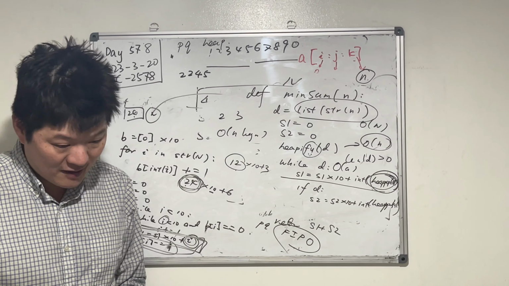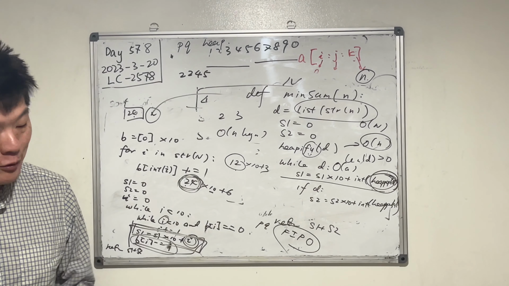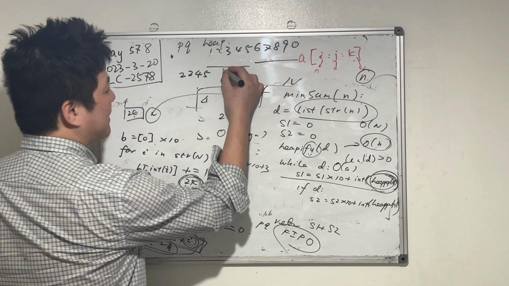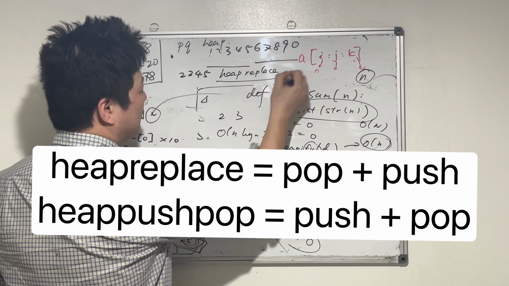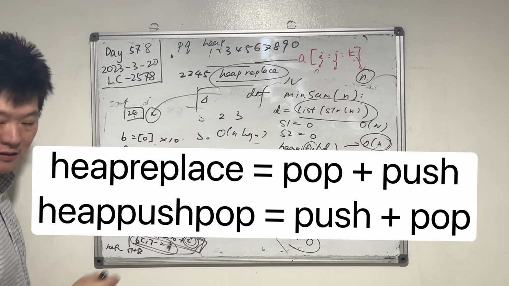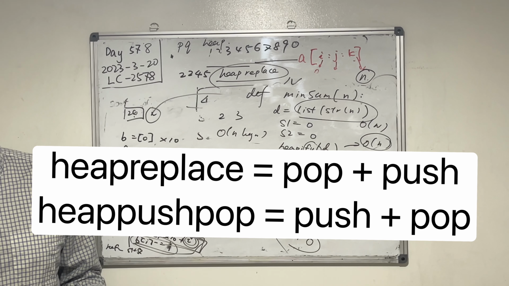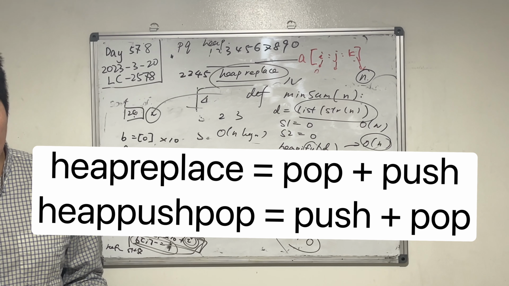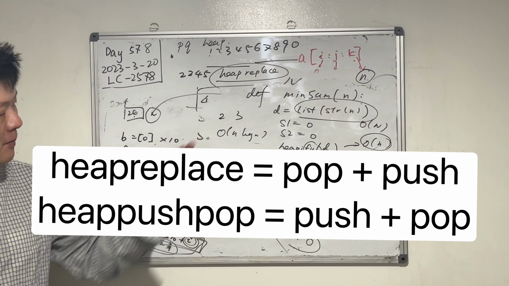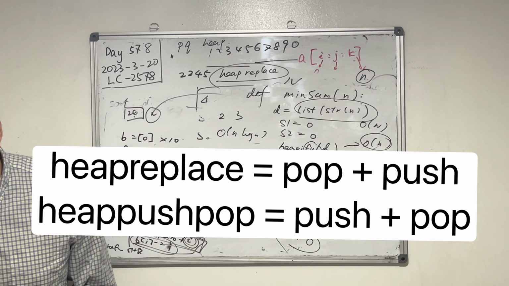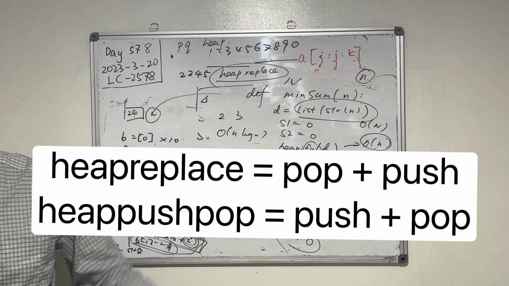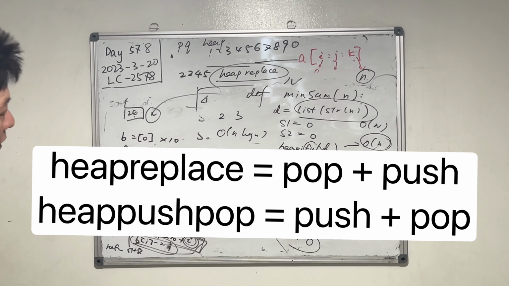And there's also heap replace. Can you guess what heap replace does? Heap replace is basically heap pop and heap push. So we take one out and we push another in. That's replacing.